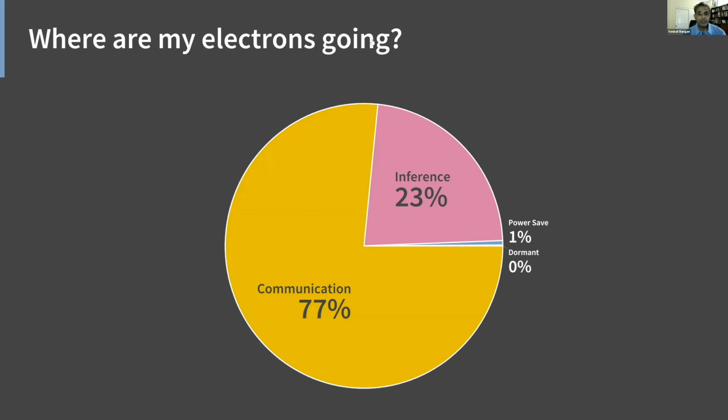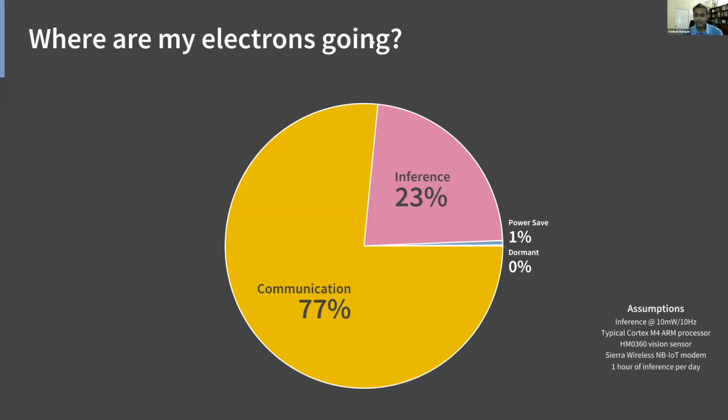So saving a milliwatt even on inference is not as useful as looking at the rest of the communication piece. This is what I mean. You have to be a little careful to look at the entire system rather than just at your own little question, is my camera more efficient than the other camera, right? So be careful of that.